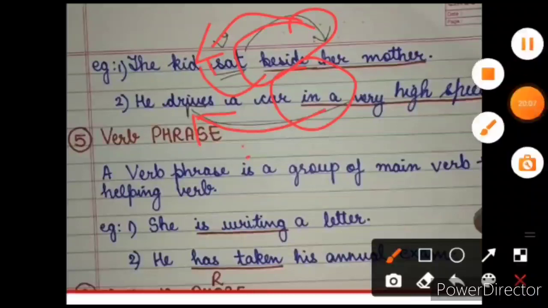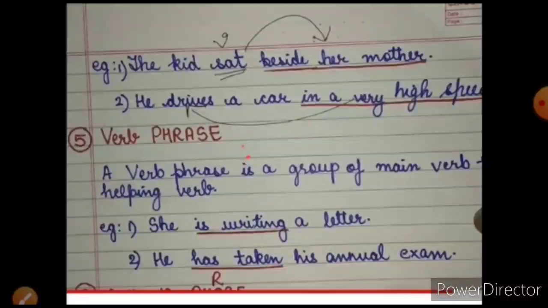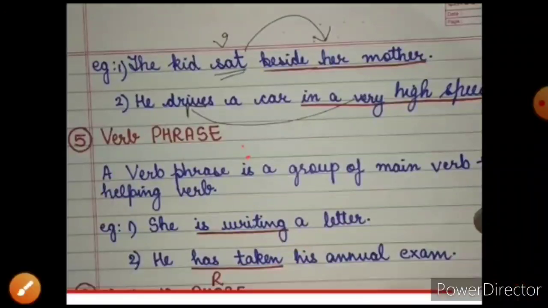Now the next one is quite easy. That is the verb phrase, and a verb phrase is made by a helping verb and the fourth form of the verb, and when these two combine it becomes a verb phrase. For example, he is writing a letter. He has taken his annual exams. So this is a verb phrase over here.